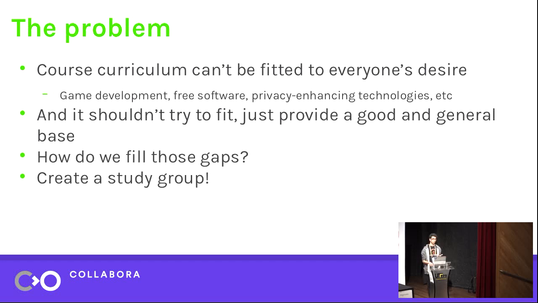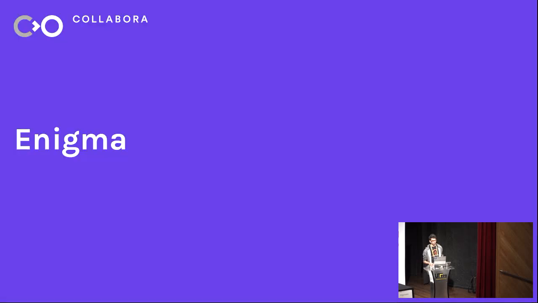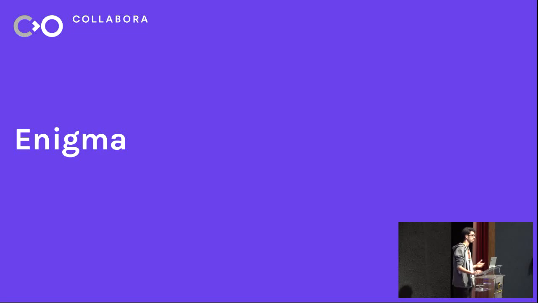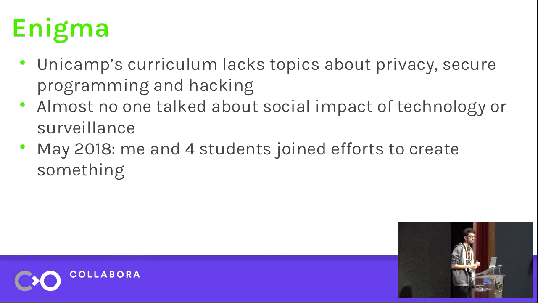We can, for example, create a study group. I'm going to show two study groups here, so you can have some examples. The first one is Enigma, a study group I helped creating at Unicamp. So Unicamp curriculum lacks topics about privacy, security, programming, and hacking. And almost no one talked about the social impact of technology or about surveillance. And then last year, me and 4 students, we joined efforts to create something to discuss those topics.